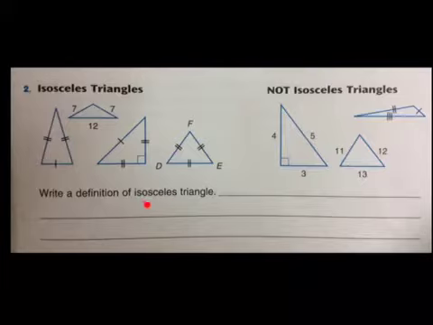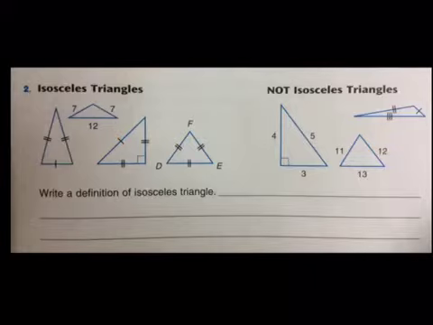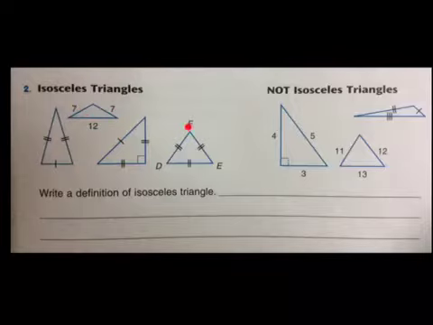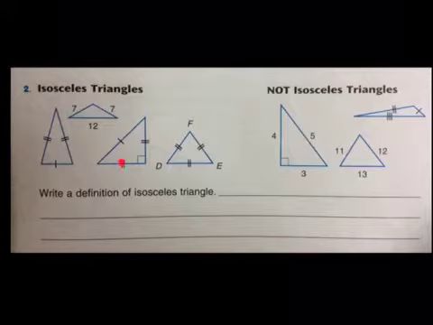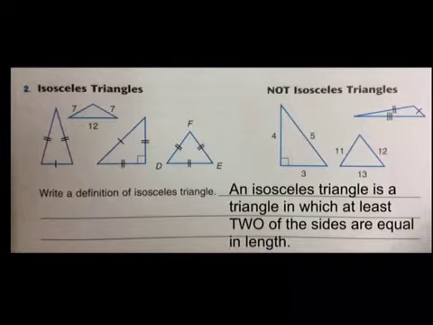So write a definition for an isosceles triangle. You can see that you have 2 sides that are the same and one is a different length. 2 the same, 1 different, 2 the same, 1 different, or all 3 could be the same. But at least 2 sides have to be the same. A good answer would be an isosceles triangle is a triangle in which at least 2 of the sides are equal in length. Go ahead and copy that down, and then we'll do number 3.